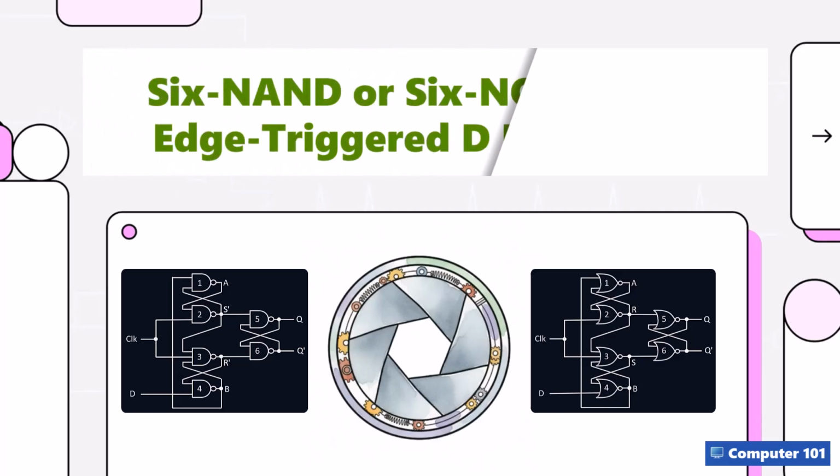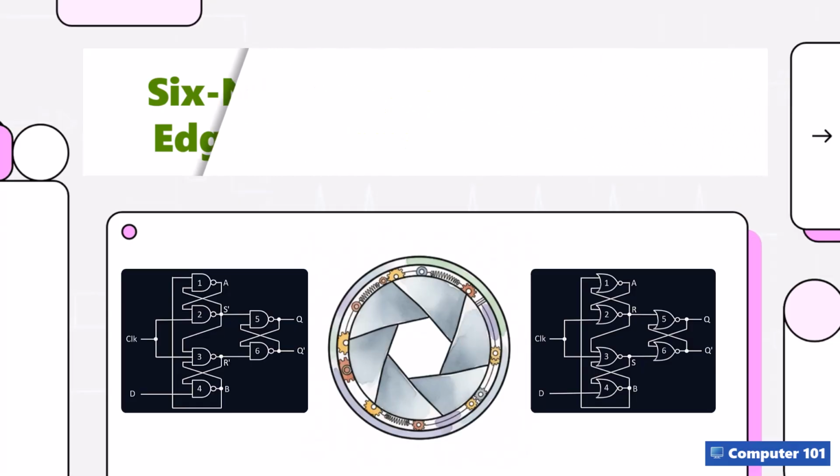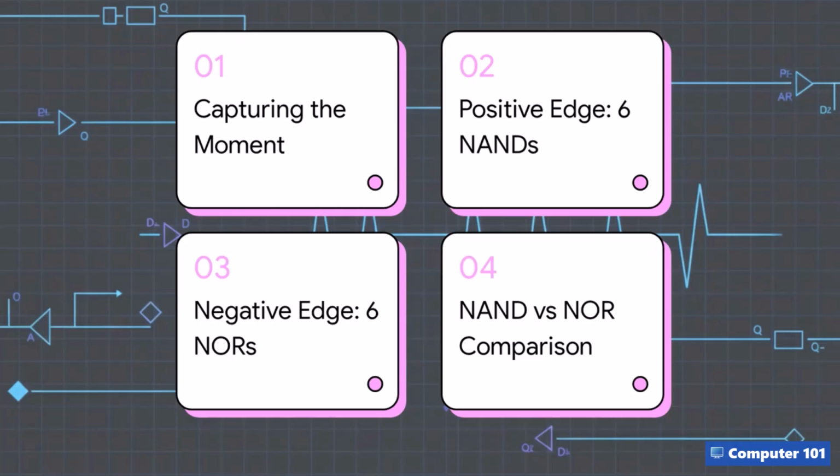Today, we're diving deep into the microscopic, gate-level mechanics of how digital systems actually capture a single moment in time. If you've ever wondered how your hardware manages to remember a precise piece of data right when it needs to, well, you're in exactly the right place. Let's get into it.